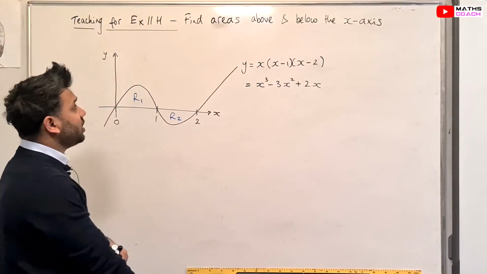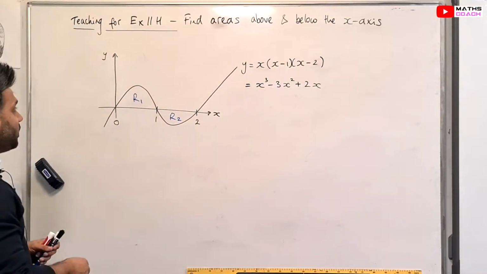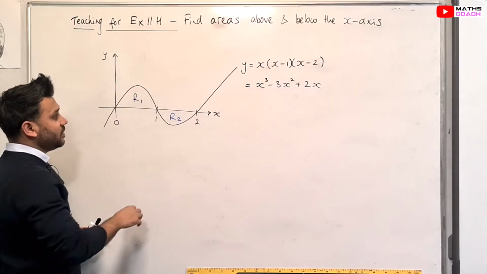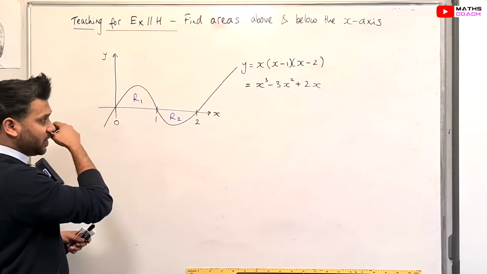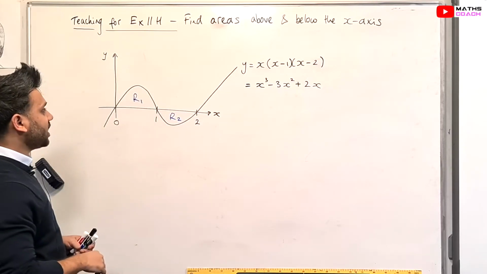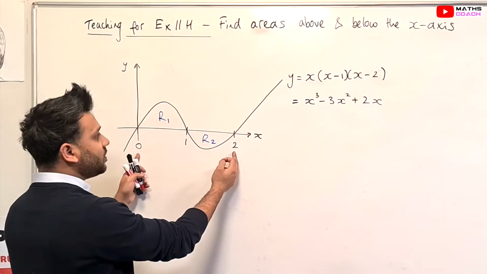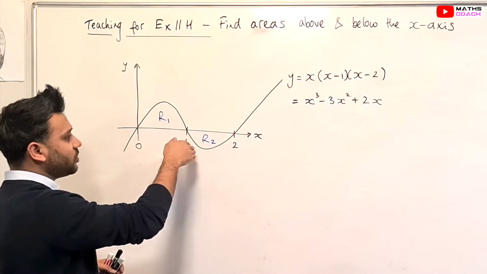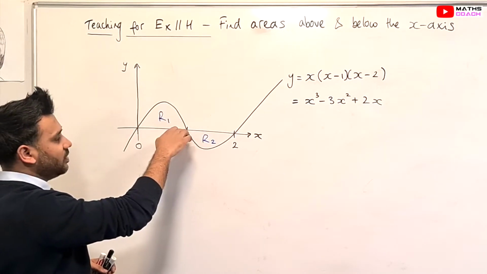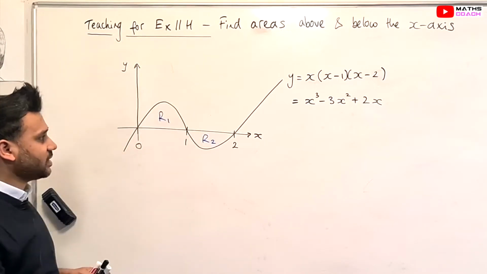Right, so in this question we need to work out the area of a curve where part of the curve is above the x-axis and part of the curve is below the x-axis. So you want to work out the total area between the curve and the x-axis between x equals 0 and x equals 2. You can see from the diagram that when x equals 1, the graph cuts through the x-axis. So from being above the x-axis, it becomes below the x-axis.